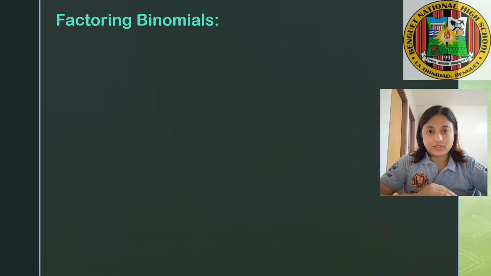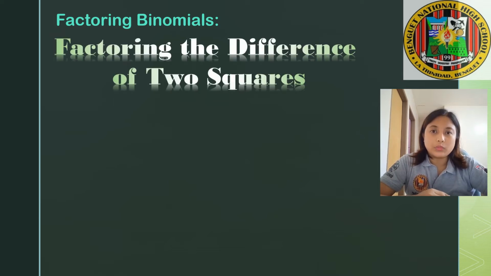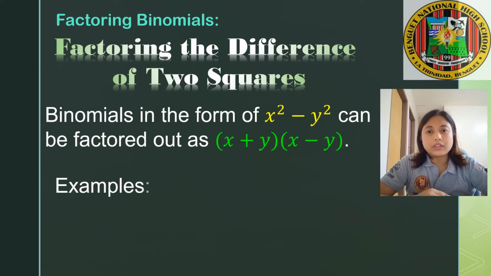Let's begin with the lesson. After knowing how to factor polynomials using the greatest common monomial factoring, the factoring method that you need to learn about next is how to factor binomials, especially those in the form of the difference of two squares. These types of binomials can be factored out by following a pattern as shown here. The resulting factors of these binomials are a sum and difference of the two terms being squared. Take a look at the following examples.